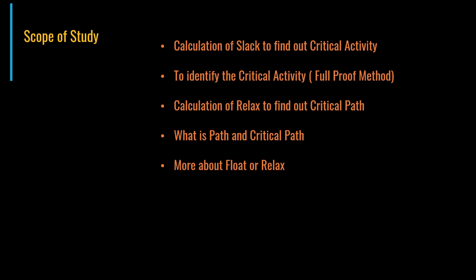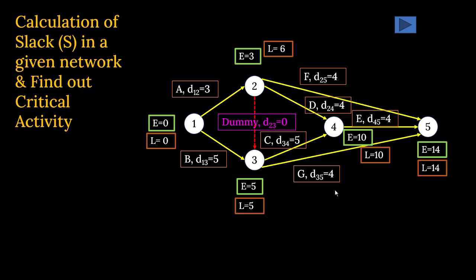So why wait? Let us begin with the first one: how to calculate the slack to find out the critical activity. Now, here you can see that we are going to calculate the slack, which is denoted with S, in a given network, to find out the critical activity. That is our objective in this particular slide. Before we go into the detail of this network, let us recap the critical activity and the concept of slack to connect with our previous lesson.